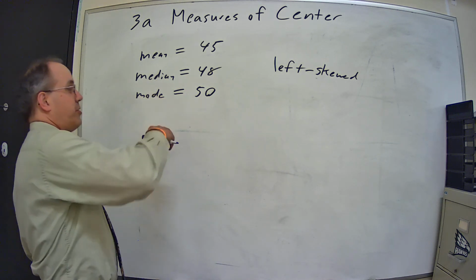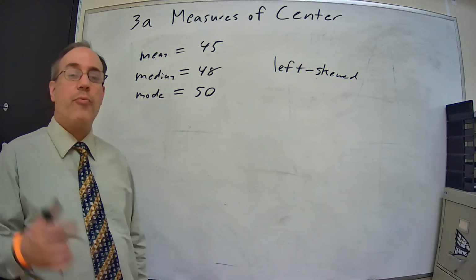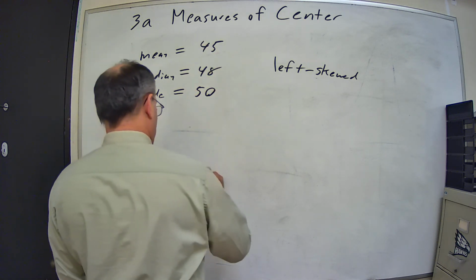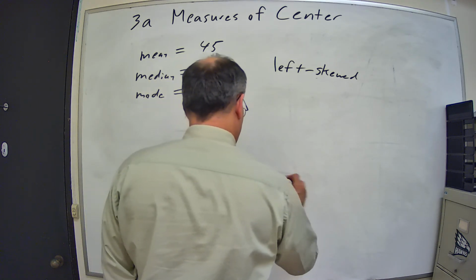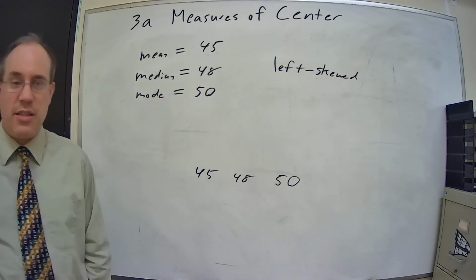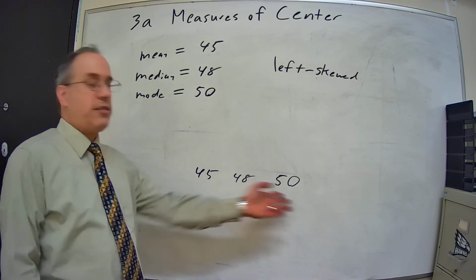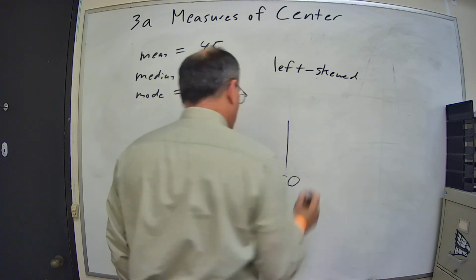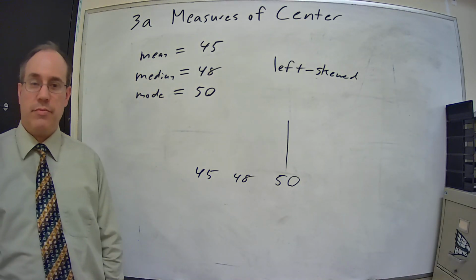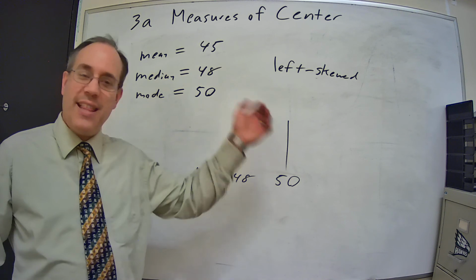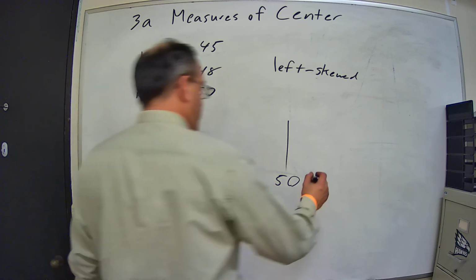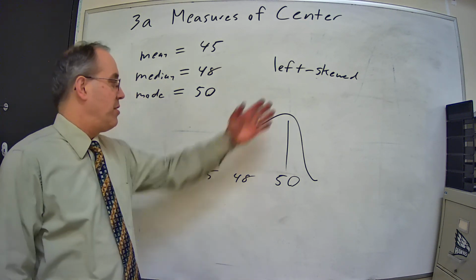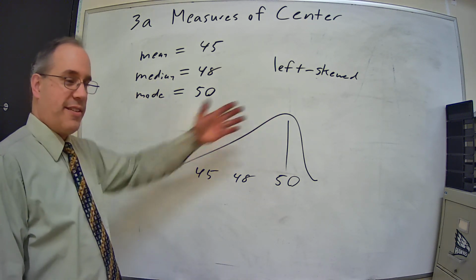All you have to do to determine whether you have a left skewed distribution or a right skewed distribution is list the numbers in numerical order, 45, 48, 50. You don't even have to space them out correctly. Just list them in order. Go to your mode, find out which one that is. That's going to be your highest point on your graph. So put a line there saying, hey, this is my highest point. And then start from that side, come up, and sweep across. What do we have? Left skewed. It's skewed to the left.